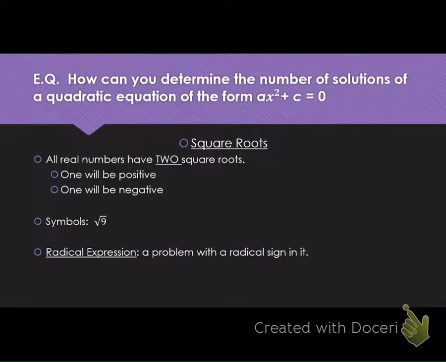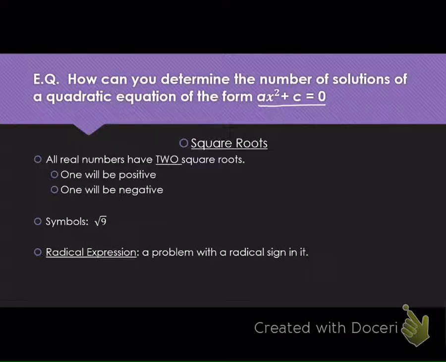Now, the essential question says, how can you determine the number of solutions of a quadratic equation of the form ax squared plus c equals 0? Now, you're going to notice there is an x squared term and there is a constant term. All right, we're not looking at a full-blown trinomial that can be factored. In these problems, we are going to have our x squared term and possibly a constant. All right, so let's review a couple things and learn a couple things about square roots.